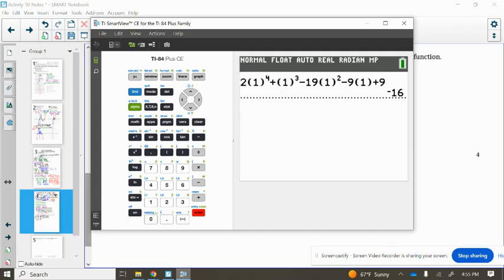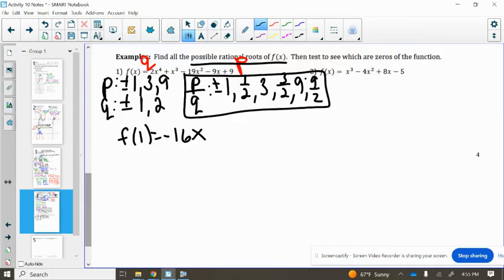However, if we test out negative 1, I'm going to use the store button to help us go a little bit faster. So I'm going to store negative 1 as x, and then I have 2x to the 4th plus x to the 3rd minus 19x squared minus 9x plus 9. And when it stores negative 1 this time, we get that output value of 0, so that ends up being one of our zeros. And we can keep testing this for other values as well.